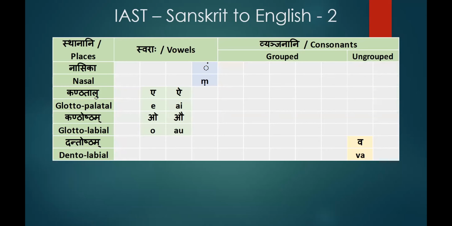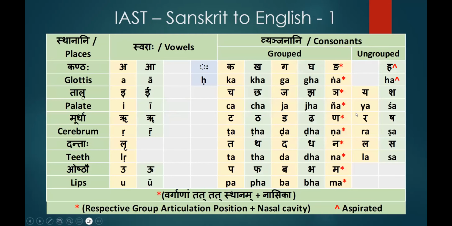Va. You can try va. Lower lips touching the upper teeth. Va. So that's a combination. Then you have 4 more ungrouped consonants. They are sha, sha, sa, ha. If you feel like whistling, okay, you are going to use the murdham or cerebrum wala sha.